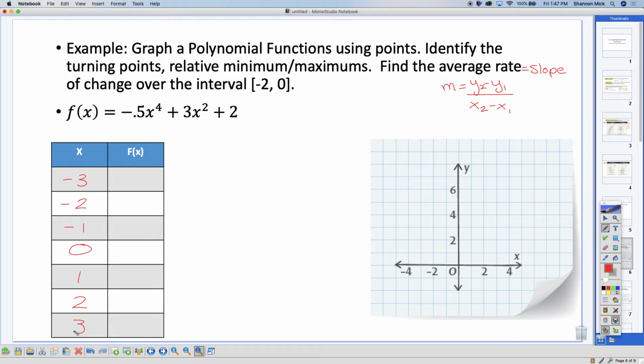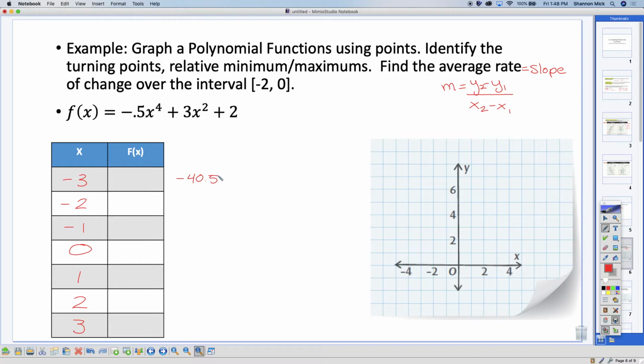So we have 3 squared is 9, and 9 times 9 is 81, so that's 3 to the 4th. Half of 81 would be 40.5, and it's going to be negative because I've got this extra negative out here. So negative 40.5. See, we didn't need a calculator for that.